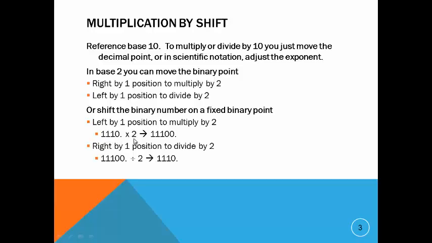1110 into 2. 1110 is 14. 14 into 2 will lead to 28. This is 4, this is 8 plus 16. So this is the representation for 28. Similarly, when you shift 28 by one position in the right direction, you will get 1110, which is nothing but 14. So for dividing by 2, you have to shift it in the right direction, and for multiplying by 2, you have to shift it in the left direction.